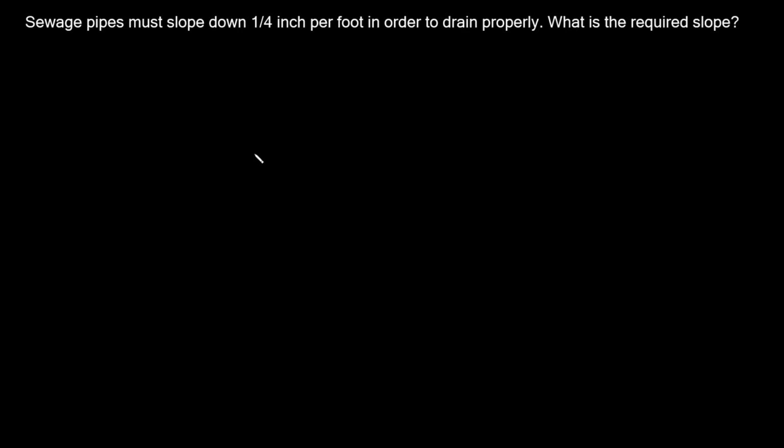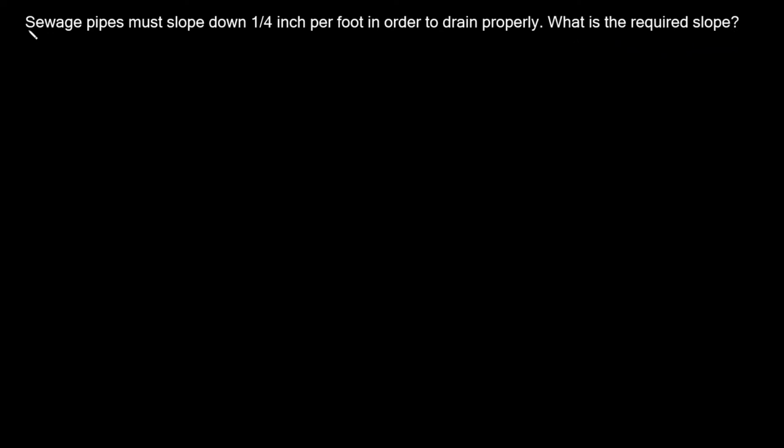So in this video, I'm going to teach you how to solve a slope application problem. This is basically a real life type of engineering problem, so near and dear to my heart. The problem says sewage pipes must slope down 1/4 inch per foot in order to drain properly. What is the required slope?